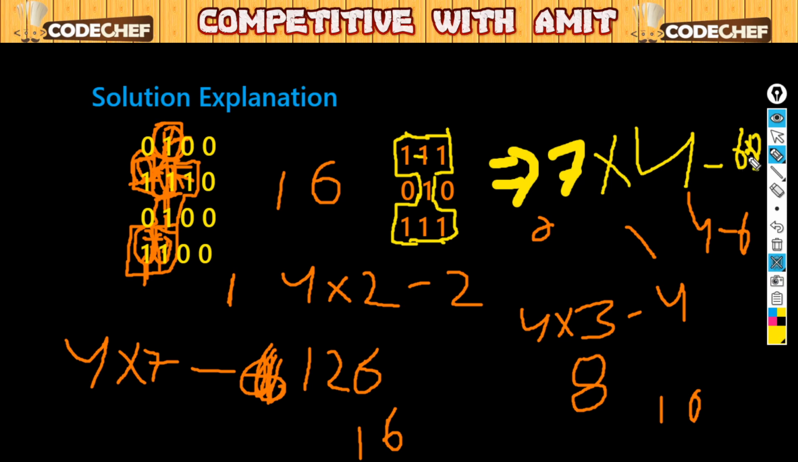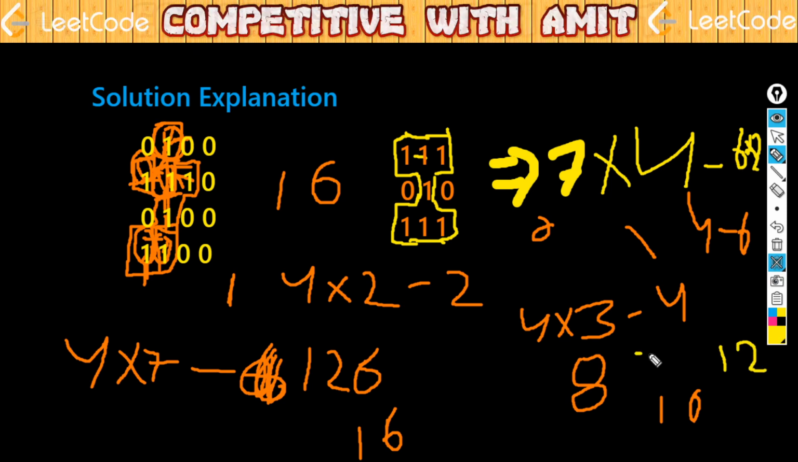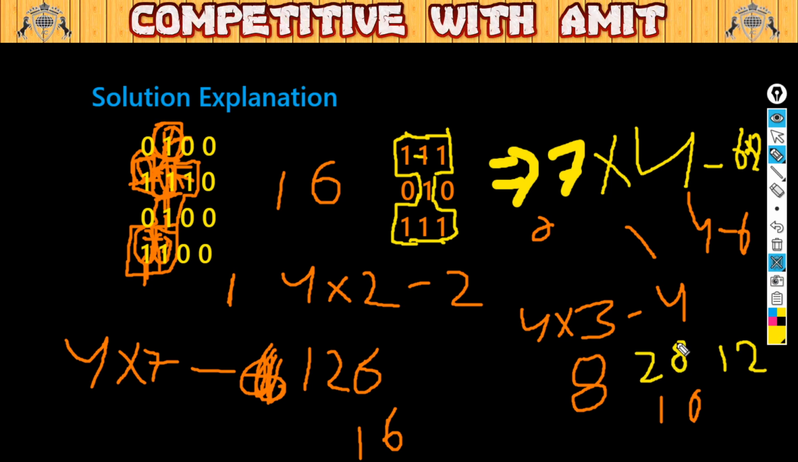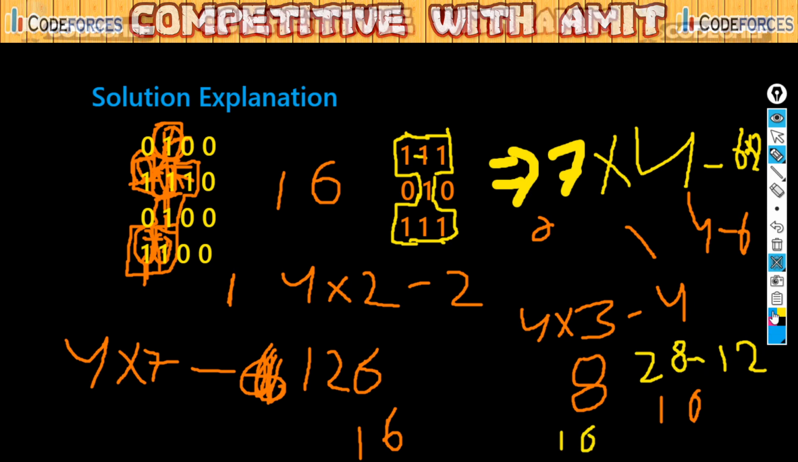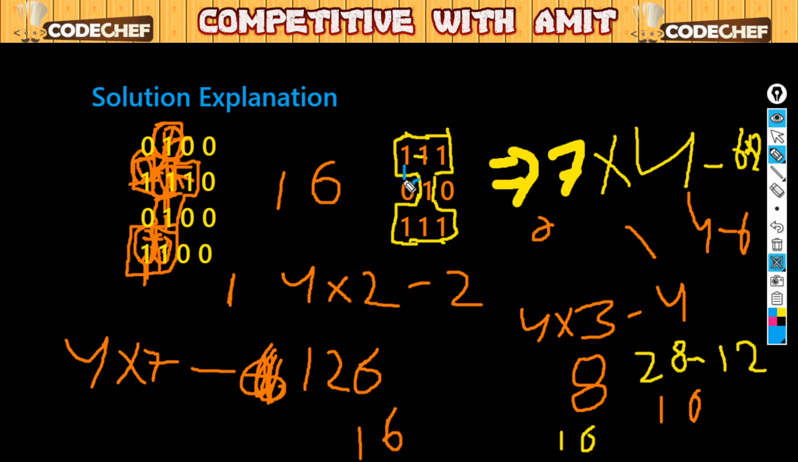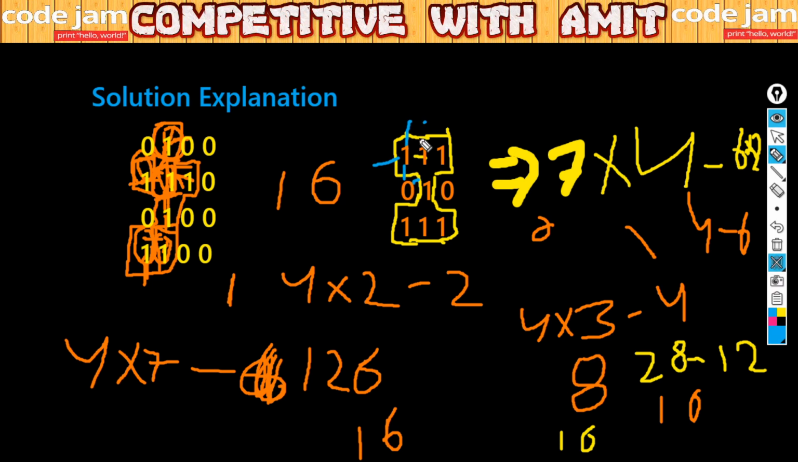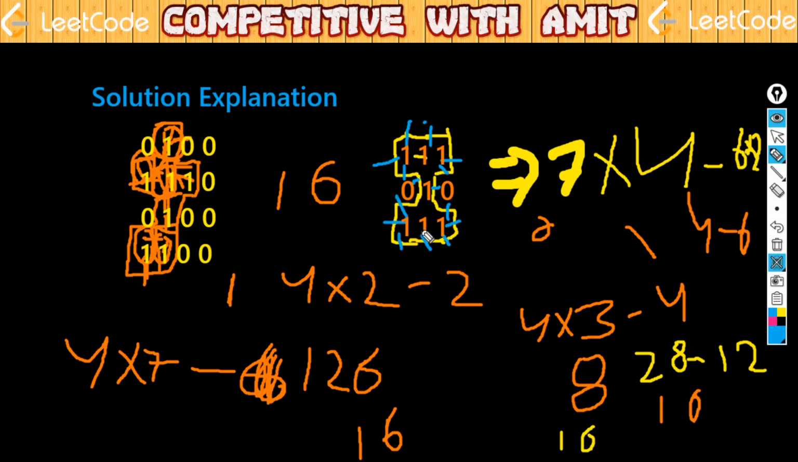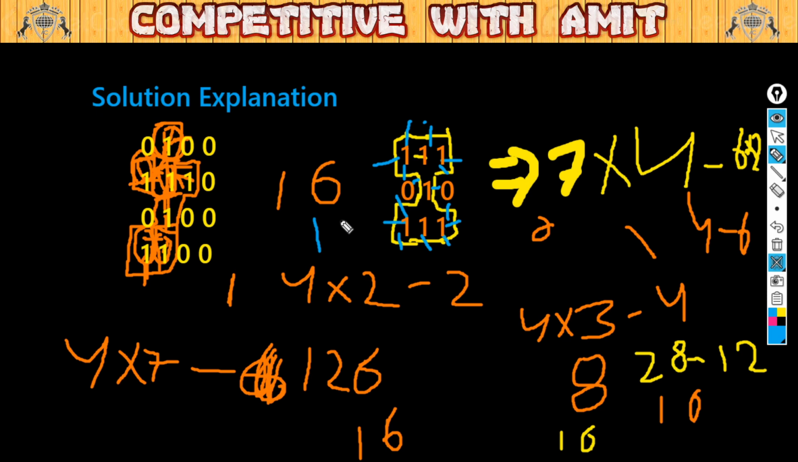multiplied by 2. So what will it be? It will be 12. 7 into 4, 28. So 28 minus 12, 16 will be there. Now if we count the number of lines, it will be 1, 2, 3, 4, 5, 6, 7, 8, 9, 10, 11, 12, 13, 14, 15 and 16. So there are 16 lines in this whole circuit or in this whole node.